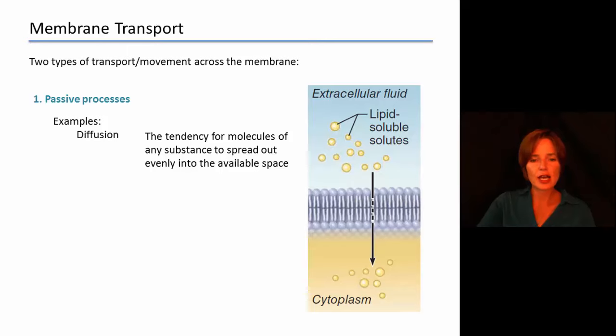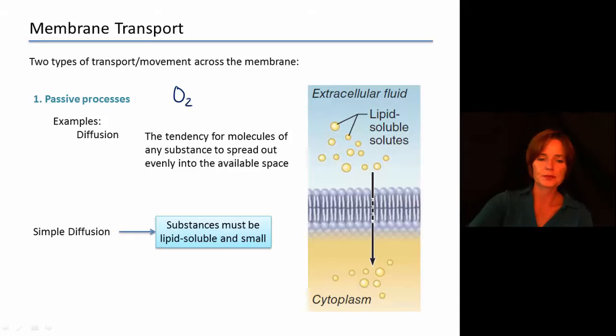Examples of ones that can do that would be something like oxygen. Our cells are in a constant need of oxygen, and oxygen will just pass right through. As the cells use it up on the inside, the concentration gets lower and more oxygen will flow in. So that's one example of a passive process. Again, notice that we're not saying that we have to really expend energy to get the oxygen to move into the cell. So this is simple diffusion.